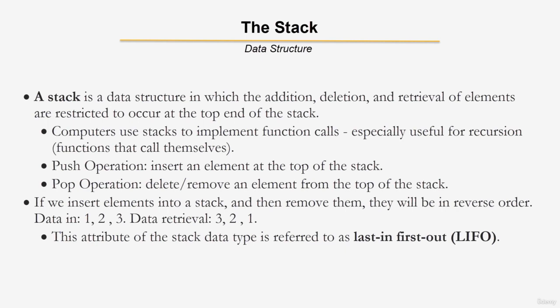And this attribute of the stack data type is referred to as last in, first out. And you can see it in the example. So the last element in was an integer with the value 3. But then when we start to retrieve those elements, you'll see 3 is first, then we pop that off. We retrieve or inspect the next element, we get 2, and so on. So last in, first out.